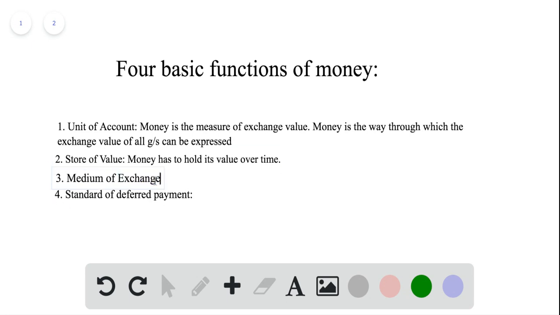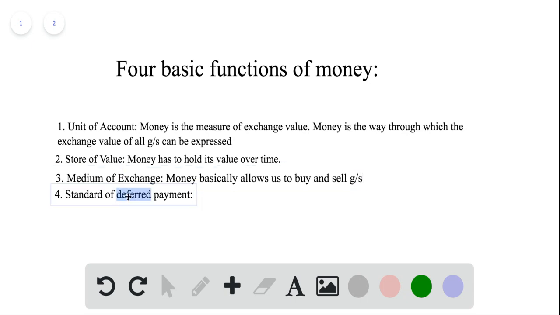Now, third, we have our medium of exchange. This basically means that money serves as a medium of exchange, or a way to trade or exchange all kinds of goods and services. Money basically allows us to facilitate buying and selling of goods and services.